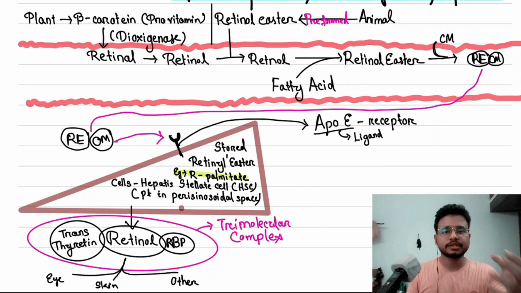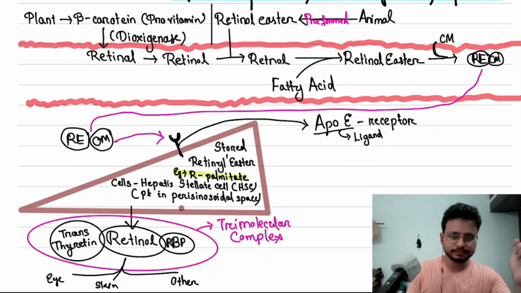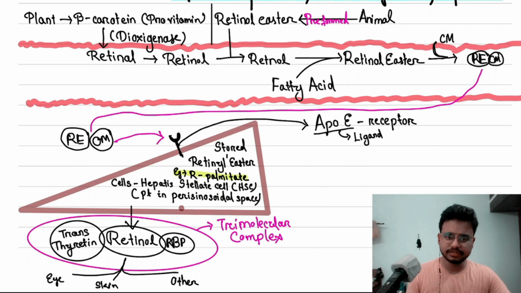The retinol, which is incorporated into chylomicron, reaches the liver, where the liver cell takes up the retinol via ApoE receptors, wherein ApoE is the ligand for this receptor. Once taken up, it is stored as retinyl esters, generally retinyl palmitate. The cell in which they are stored is called the hepatic stellate cell, which is present in perisinusoidal spaces. So they are also called perisinusoidal cells.